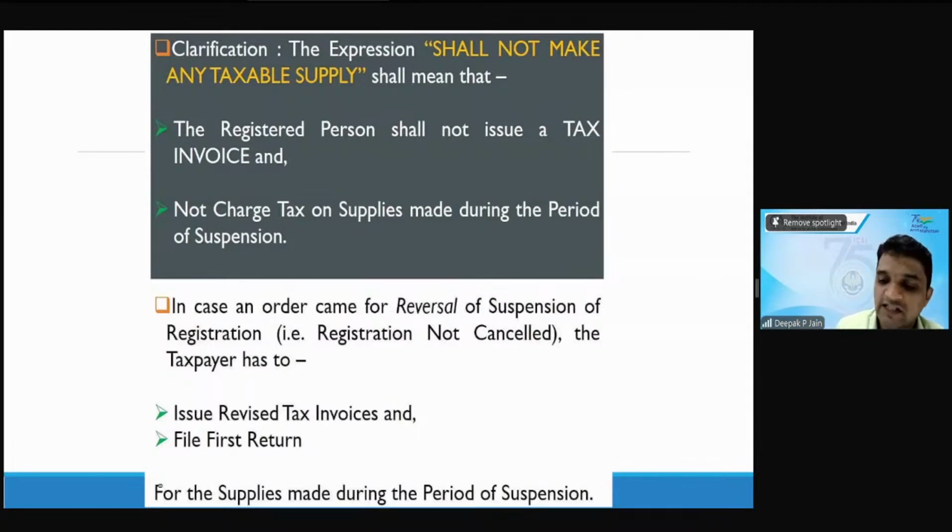और सस्पेंशन पीरियड में कंडीशन है कि आप कुछ भी टैक्स इनवॉइस नहीं दे सकते हो। सो यू आर नॉट गिविंग टैक्स इनवॉइस, यू आर गिविंग कमर्शियल इनवॉइस। उसको आप रिवाइज करके टैक्स इनवॉइस दे दोगे अगर आपका सस्पेंशन उड़ जाएगा। एंड यू हैव टू फाइल द फर्स्ट रिटर्न जिसमें ये सभी सेल्स आपको डिक्लेयर करने पड़ेंगे। क्लियर?